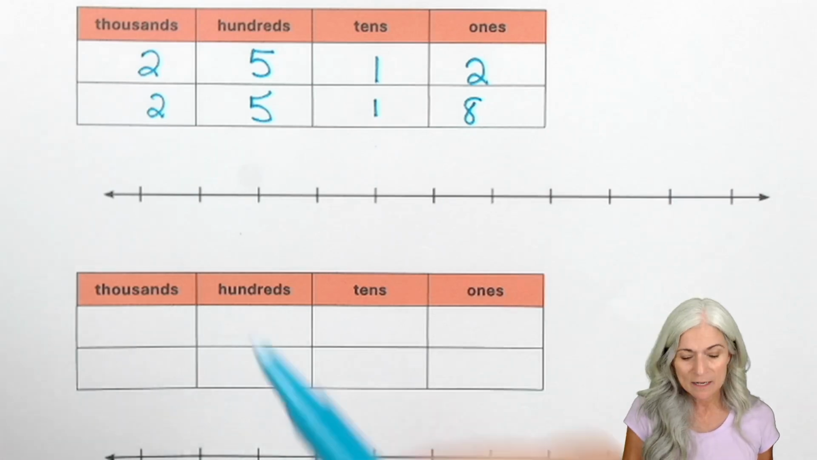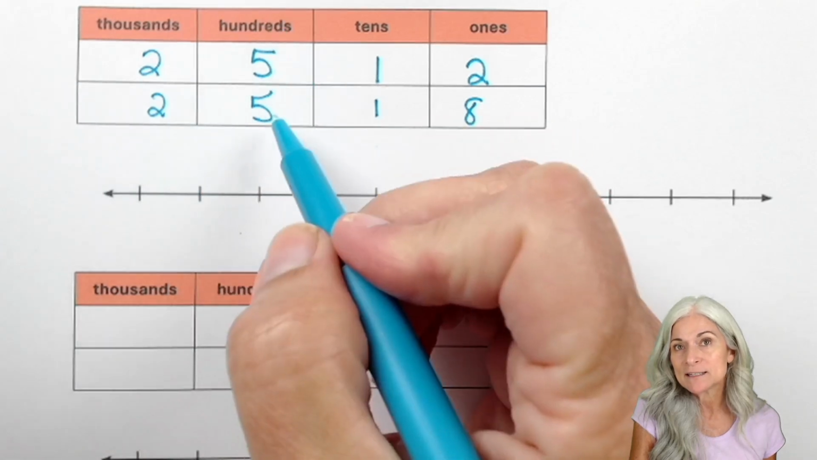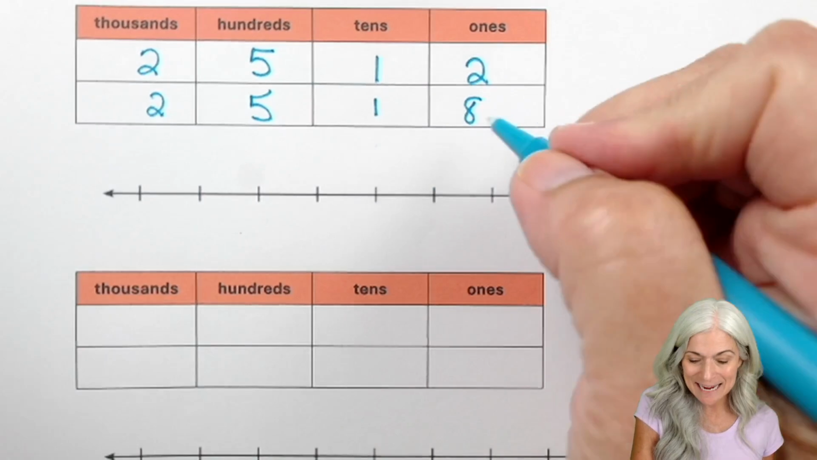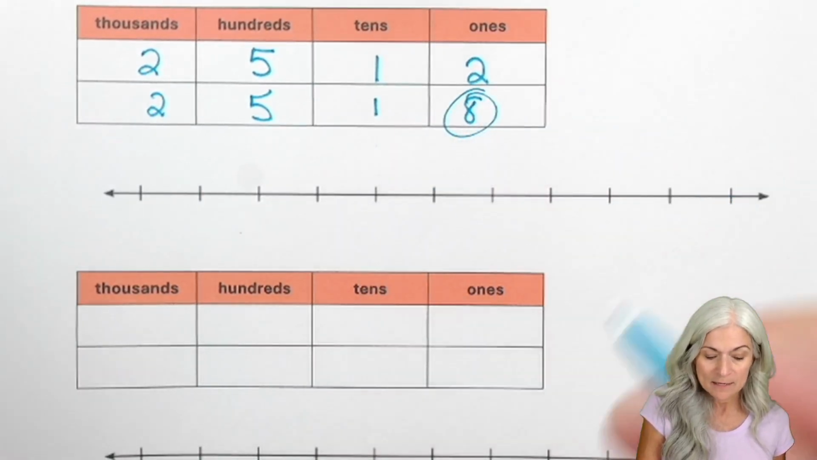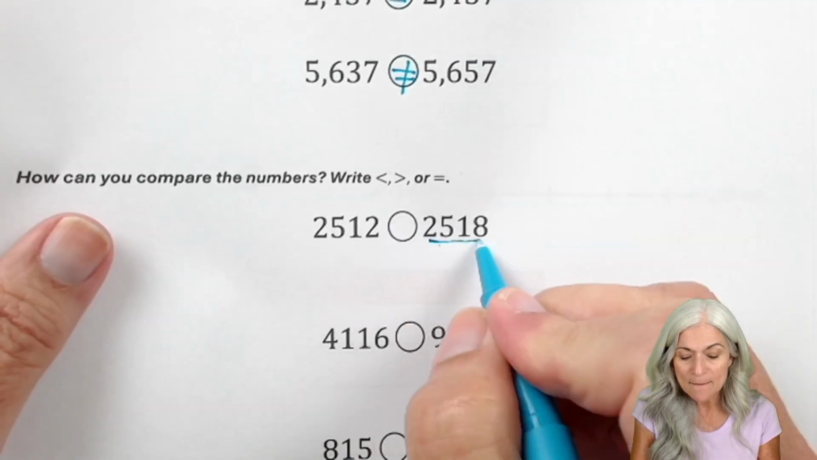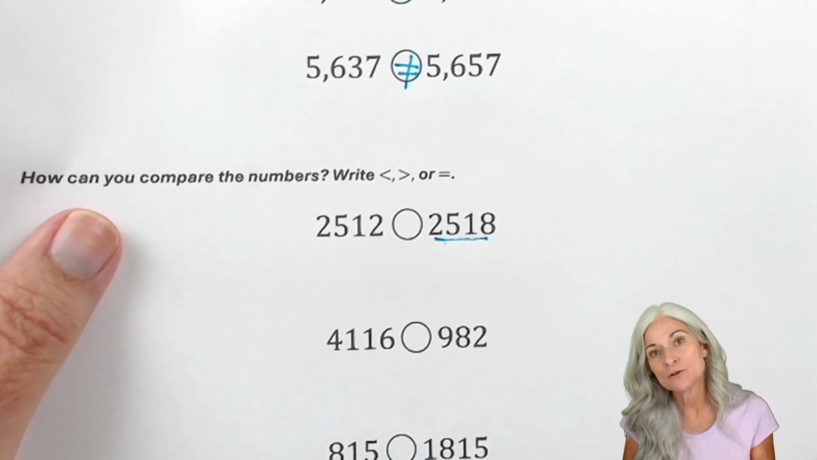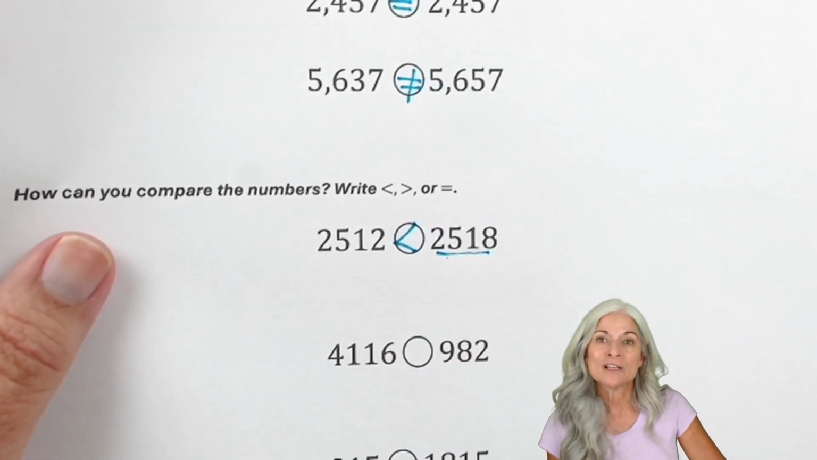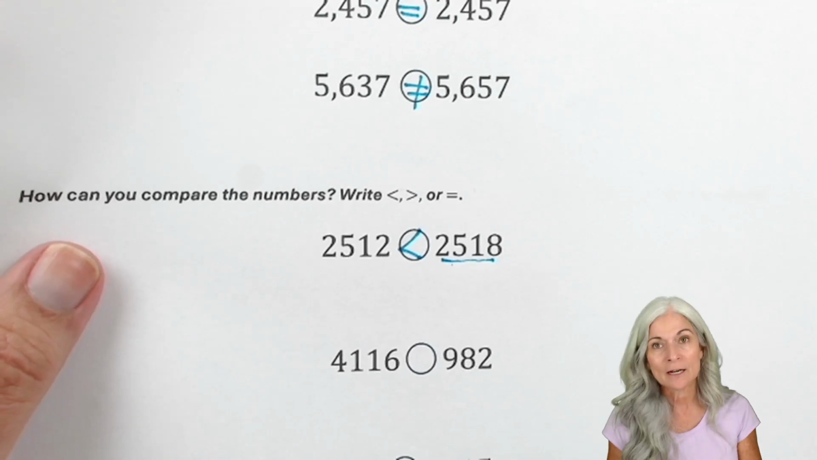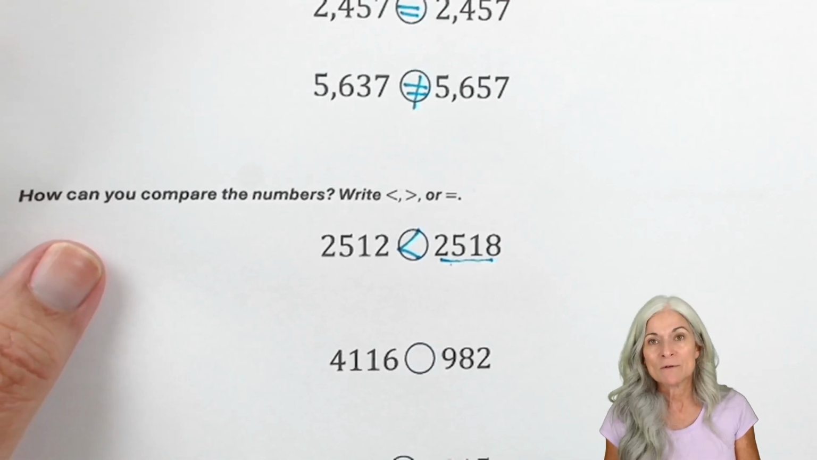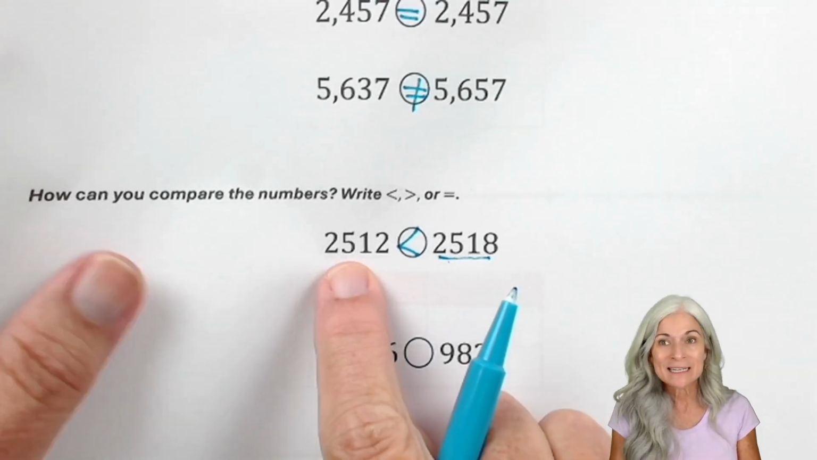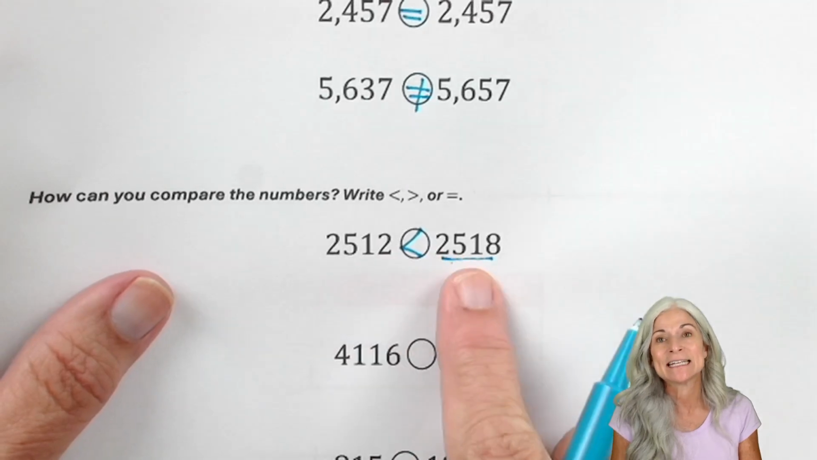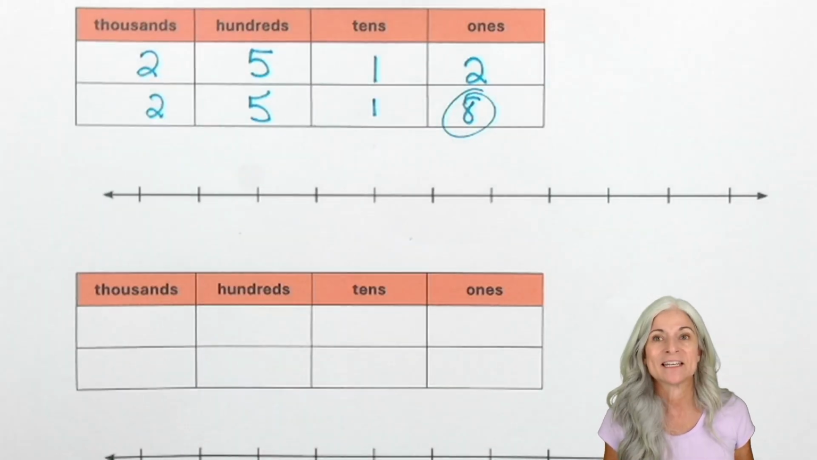Okay, so we look, same in the thousands, same in the hundreds, same in the tens, but the ones, 8 is greater than 2. So we know that the larger number is 2,518. So the alligator is going to open its mouth to the larger one. All right, so now we would read this, practice reading it. 2,512 is less than 2,518.